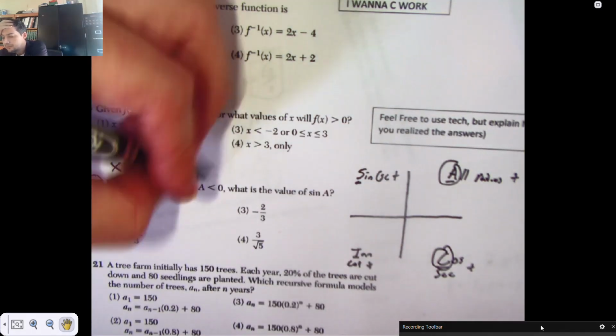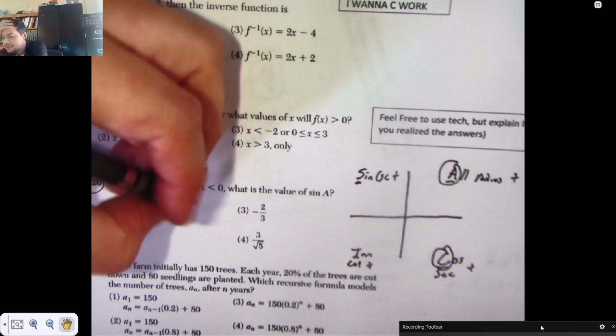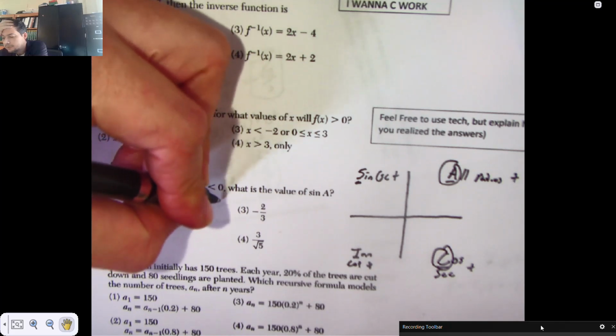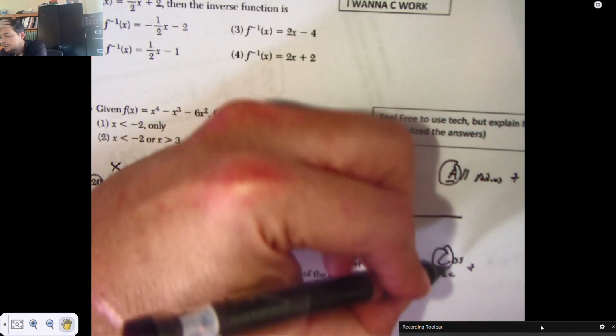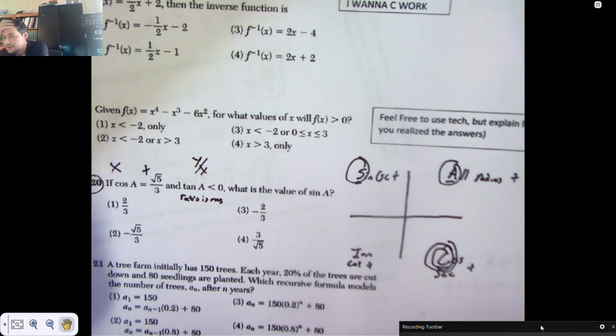Tangent, which by the way is y over x, which kind of makes things different. It says less than 0. That means that the ratio is negative. Tangent is negative here and here. This angle lies in quadrant 4.